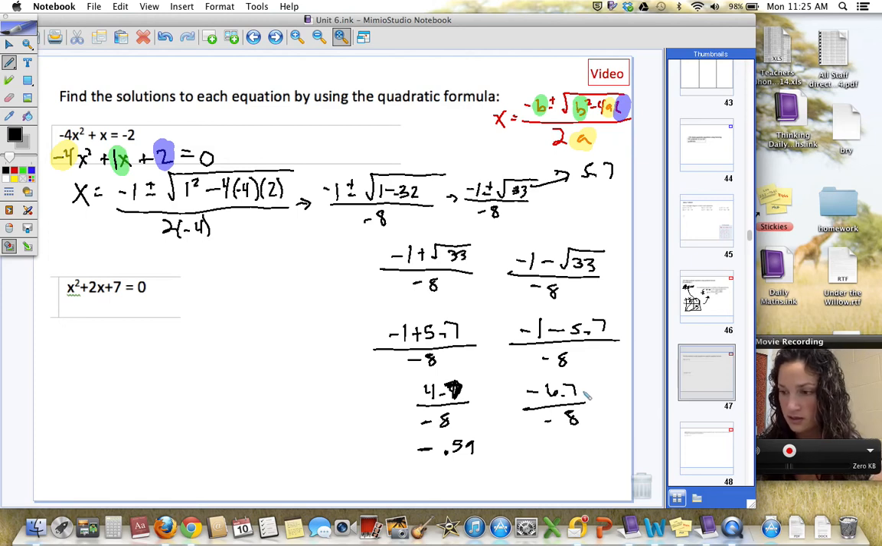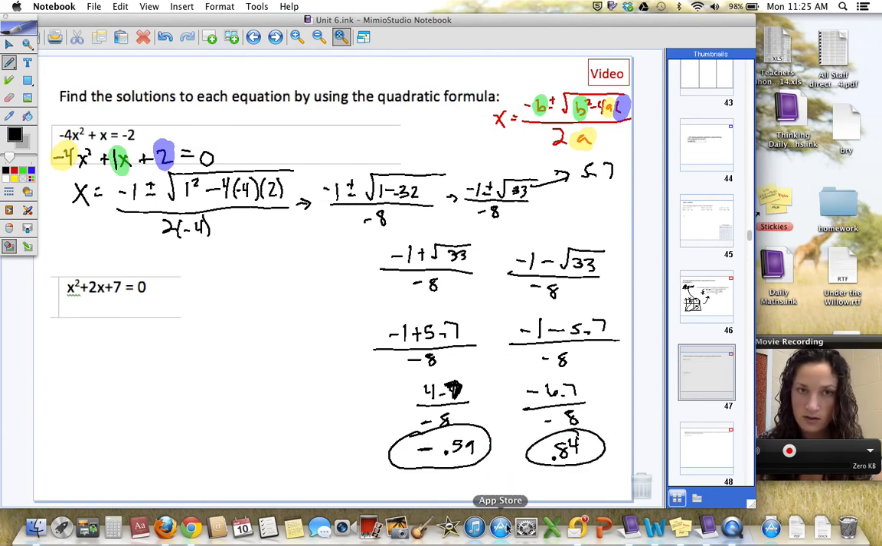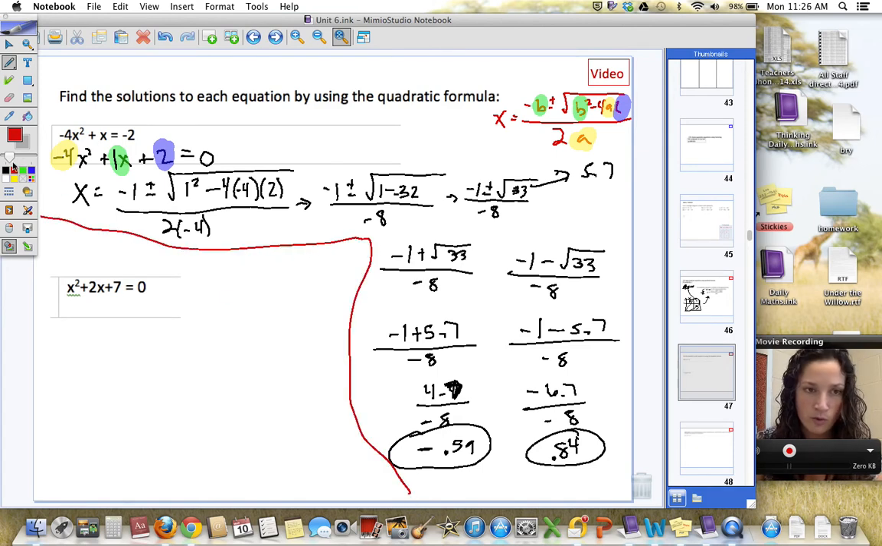So this is going to give me 0.84 about, and it's going to be a positive because 2 negatives. So here are my 2 answers. Those are my 2 answers. All right, I'm going to separate this by a red line. That was all for problem 1.